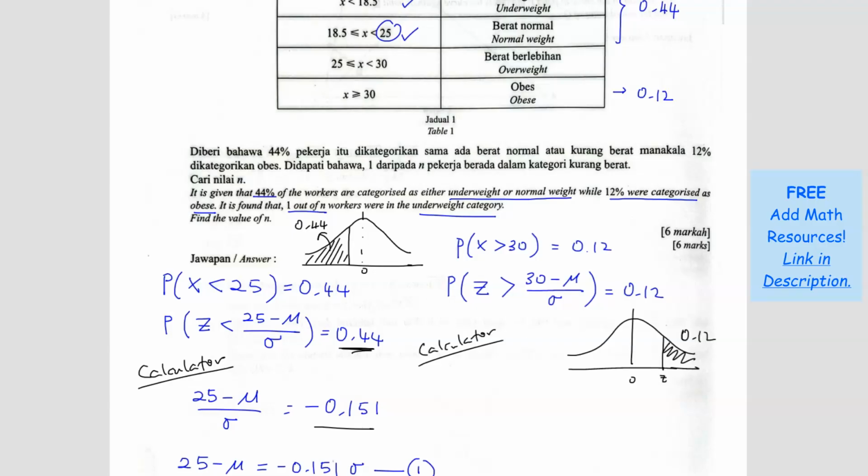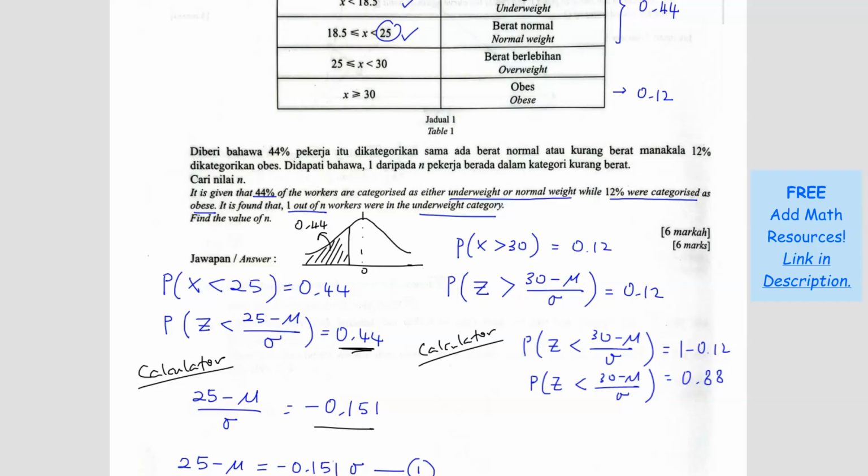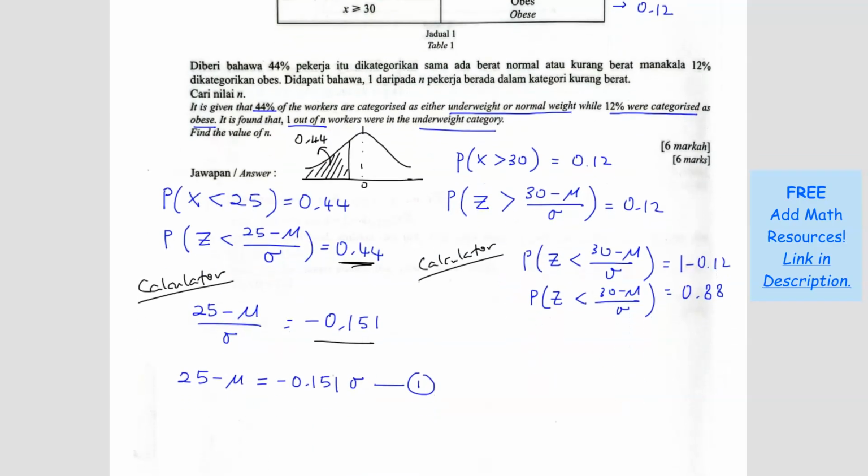So I'm going to show you all how to do it. If you're using the calculator, it becomes P(Z < (30 minus mean) over standard deviation) = 1 minus 0.12. So you should get 0.88. Okay, 0.88. So when you key in your calculator, make sure you key in 0.88. Don't key in 0.12. If not, you will get the wrong answer.